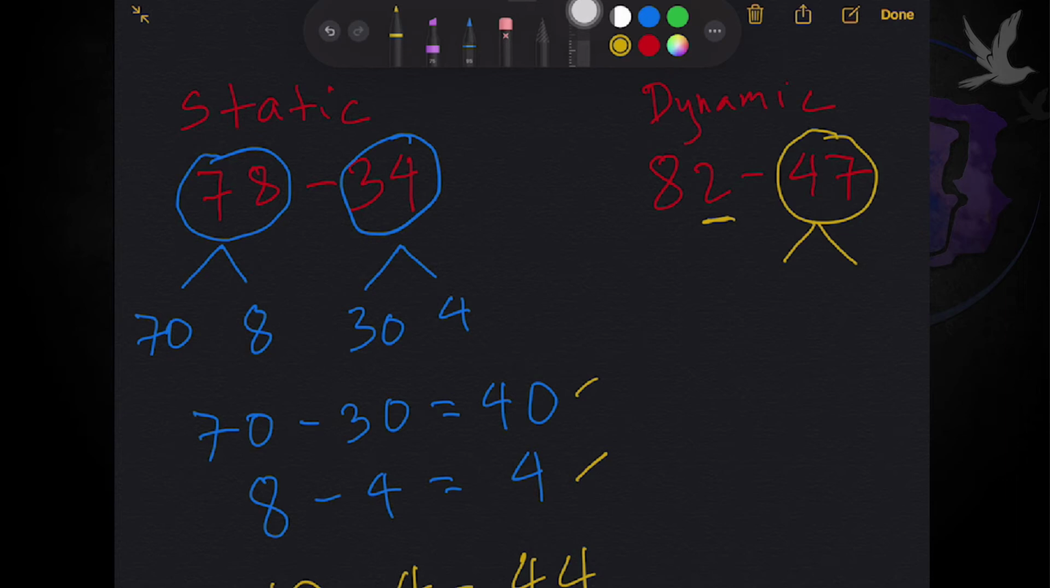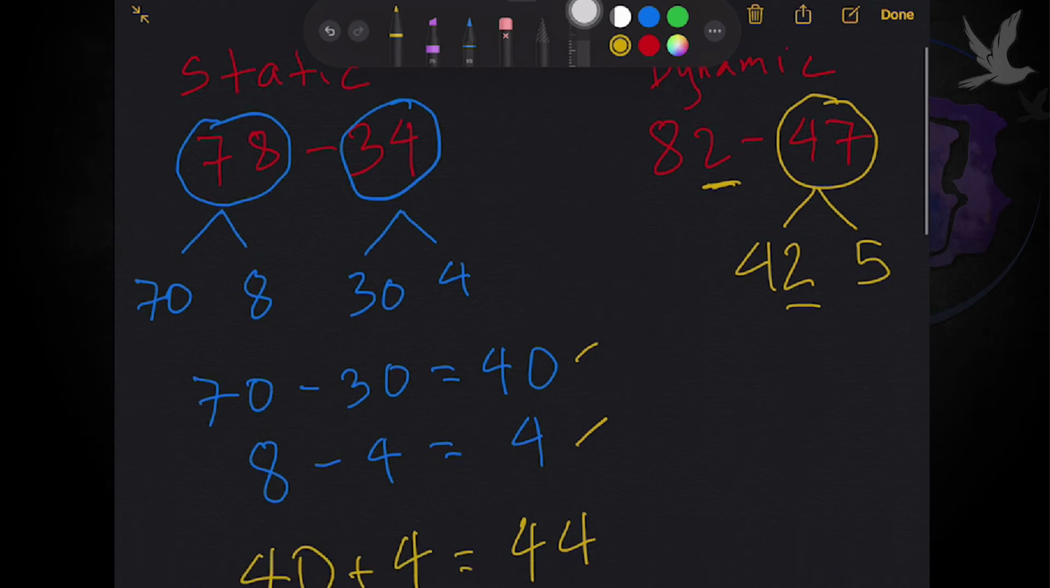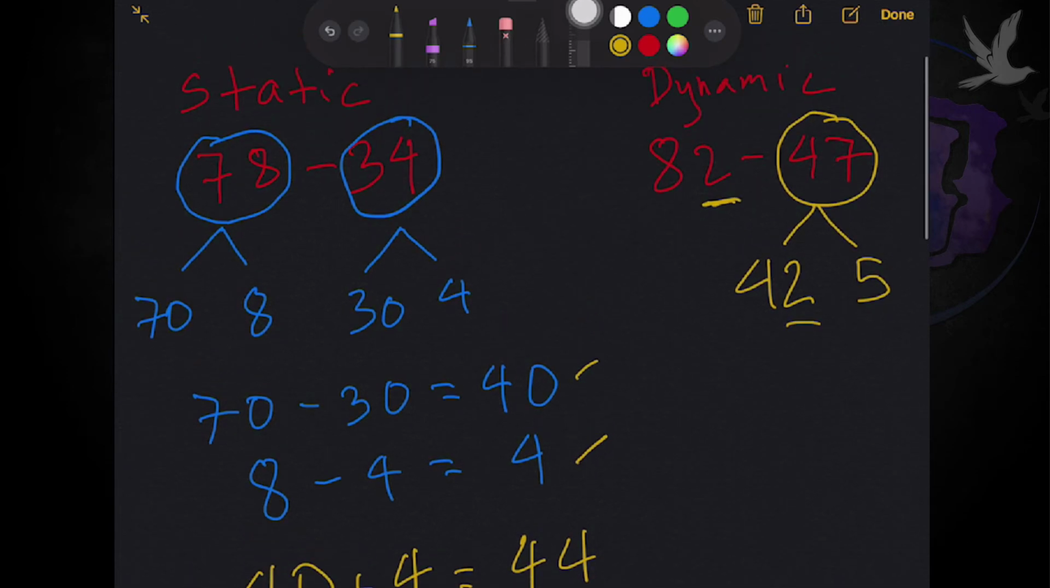Okay? So ang 40 will become 42. You're making the ones equal in value. Okay? So that it will be easier for us to subtract. And how many did you take away from 47 to make it 42? So if you're gonna count, that will basically give us 5. Okay? Breaking down 47 to 42 and 5.